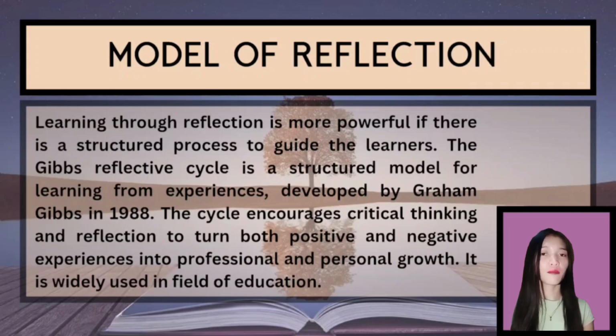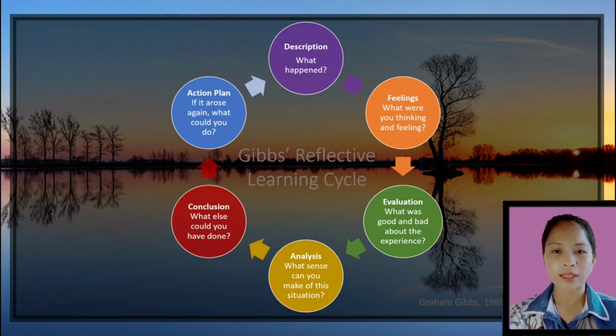By thinking critically about what you've been through, you can learn more effectively. So that's all. Next is the Gibbs reflective learning cycle. They have six reflective learning cycles. First is description, second is feelings, third is evaluation, fourth is analysis, fifth is conclusion, and lastly is action plan.